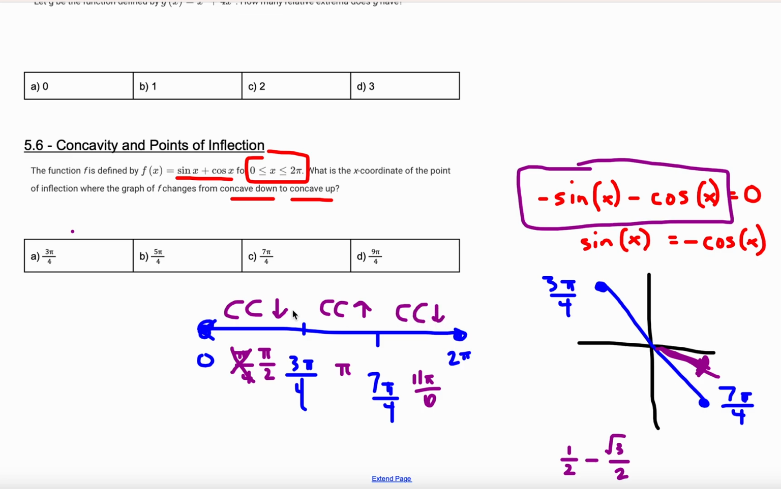So I got 2 points of inflection. The one that I want to pay attention to is that one. So that's A.